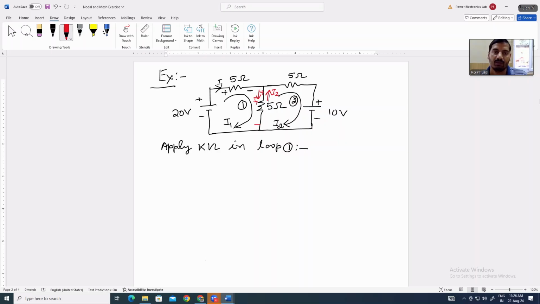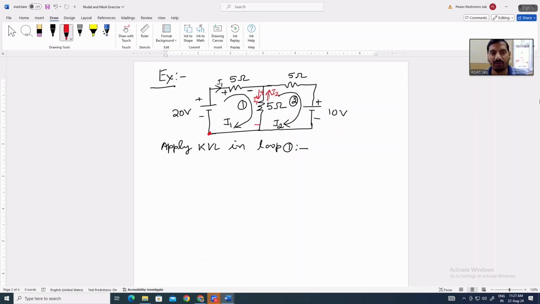So now we can see that in the first loop, we have denoted all polarities. So now we can apply KVL. By applying KVL, if we start at this point, we have seen that for passive convention, if we are going from negative to positive, we will take positive. If we are going from positive to negative, we will take negative. We can take the other also, no issues.